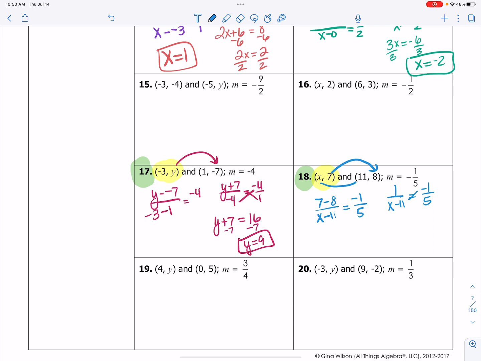So when I cross multiply, I'm going to multiply both of those by a negative 1. And so then I would add 11, and I get negative x equals negative 6, divide by negative 1, and my answer is 6. Okay, so these are the problems that you're going to see with this.